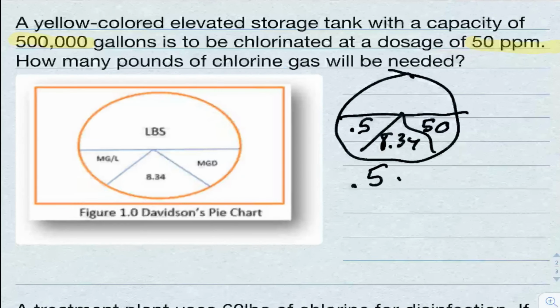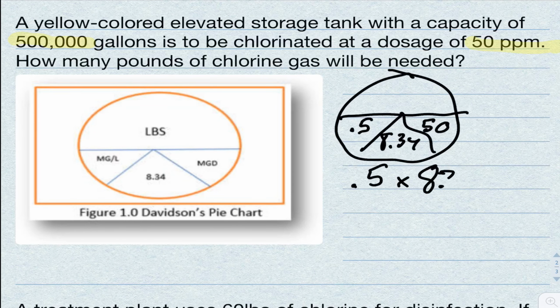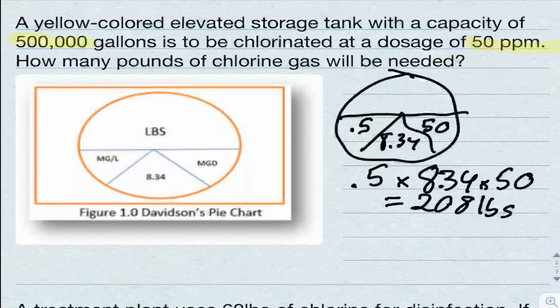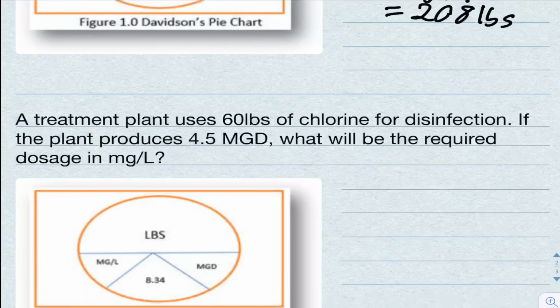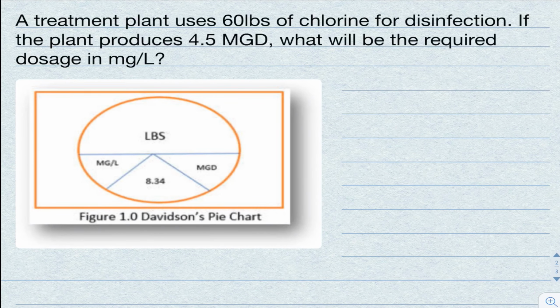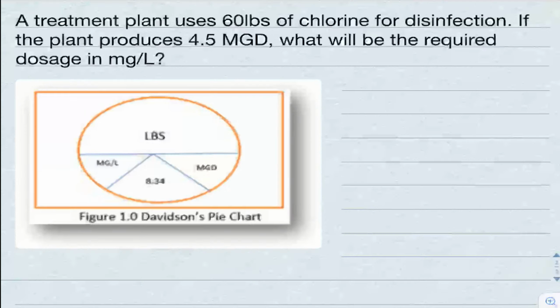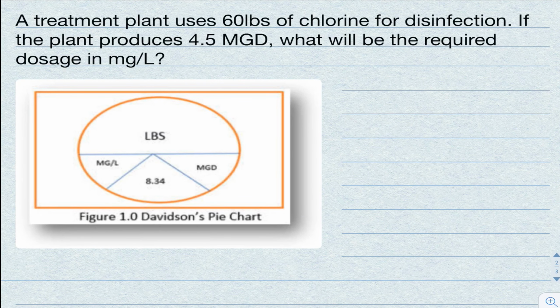Now we multiply across. And that comes out to 208 pounds. Pretty simple. Moving on. A treatment plant uses 60 pounds of chlorine for disinfection. If the plant produces 4.5 mgd, what will be the required dosage in milligrams per liter?